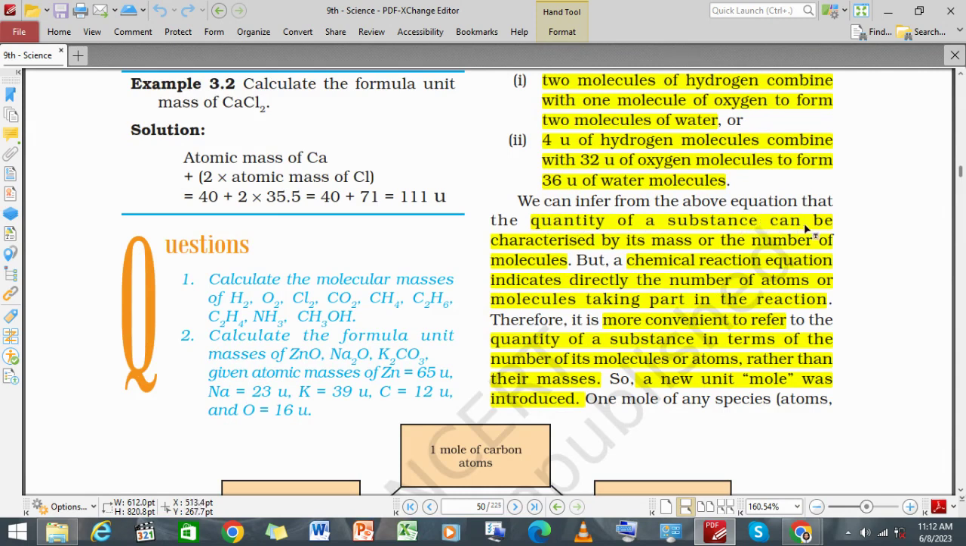And the quantity of a substance can be characterized by its mass or number of molecules. Understand? The quantity of a substance can be characterized by the mass or the number of molecules.